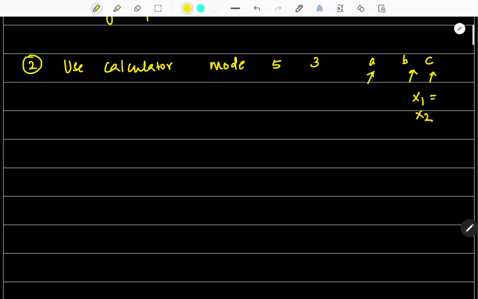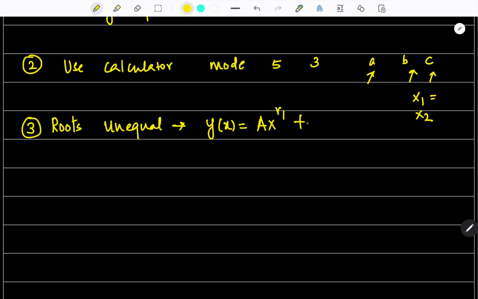So what are the possibilities of these solutions? The first one is that the roots can be unequal. The roots which you are getting in the calculator may be not equal, so we call it unequal roots. If it is unequal, what will be your solution? y(x) = a x^r1 + b x^r2. What is r1? It is your x1 from the calculator, and r2 is x2 from the calculator, right?